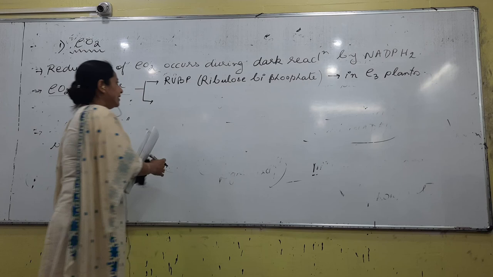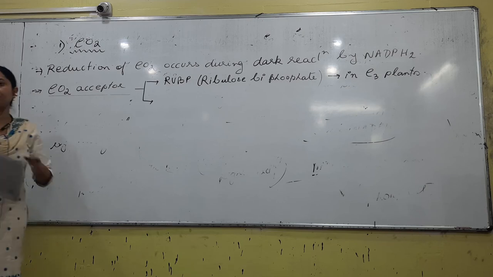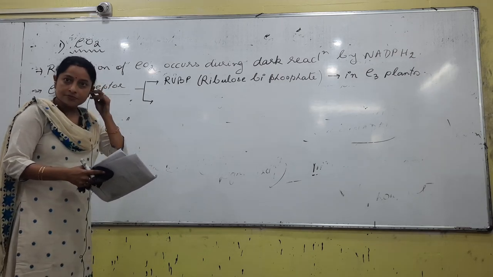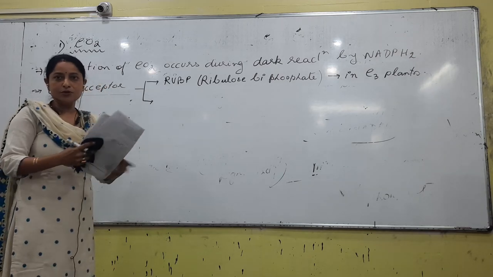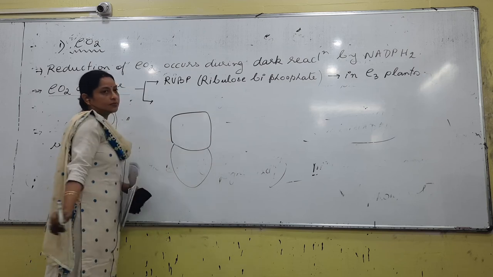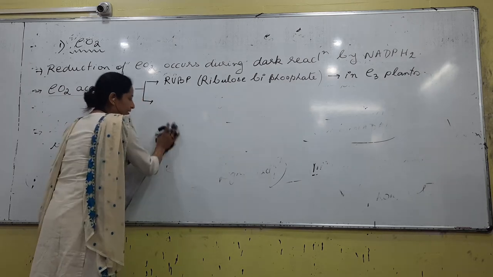Does anyone remember? In the case of C4 plants, what is the carbon dioxide acceptor? The C4 plants' carbon dioxide acceptor. Don't you remember the diagram? It is given in the NCERT book. Okay, anyway, forget it.